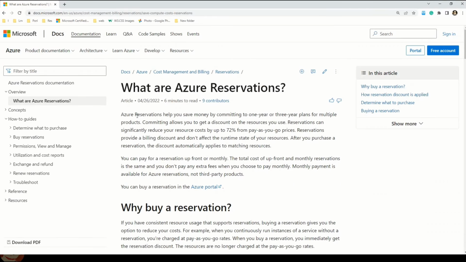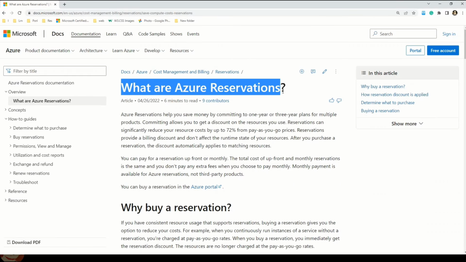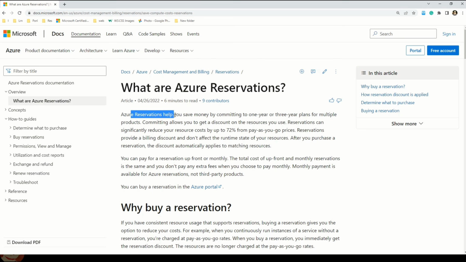And this is the Microsoft documentation on what Azure reservations are. Here you can read that Azure reservations help you save money by committing to a 1-year or 3-year plan for multiple products. Committing allows you to get a discount on resources you use. Also note that reservations can significantly reduce your resource cost by up to 72% from pay-as-you-go prices. You can read a lot on Azure reservation in this documentation. The link for this documentation is available in the description box.